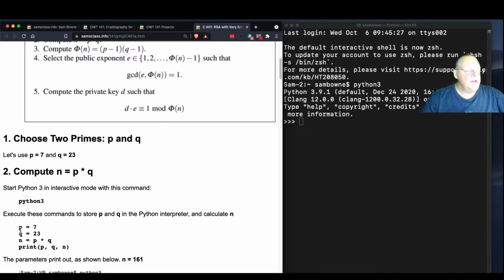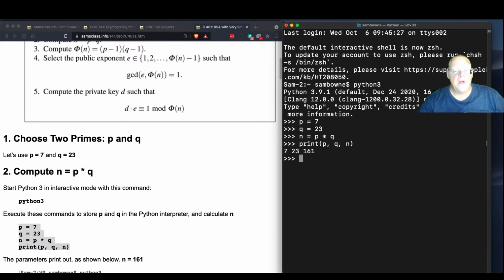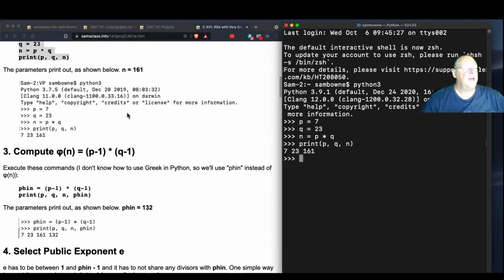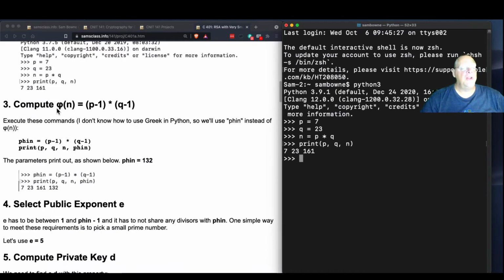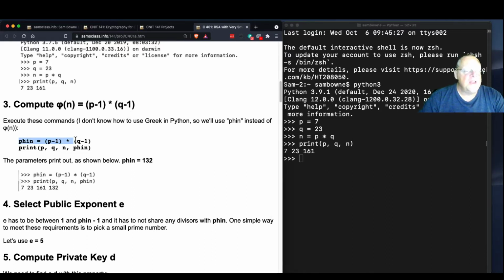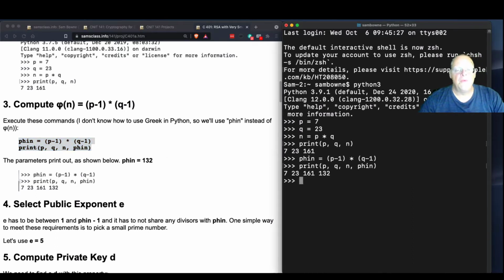That'll probably do. All right, so if I use the numbers 7 and 23, because they're prime, N is then 161. Now you have to calculate this number, phi of N, which is (p minus 1) times (q minus 1). You need this in the calculation. So that's going to be 6 times 22, or 132.